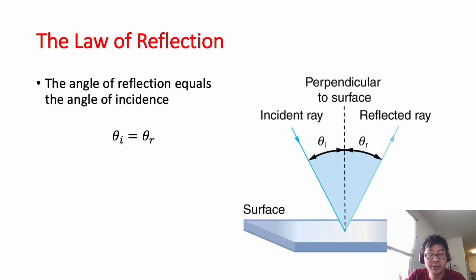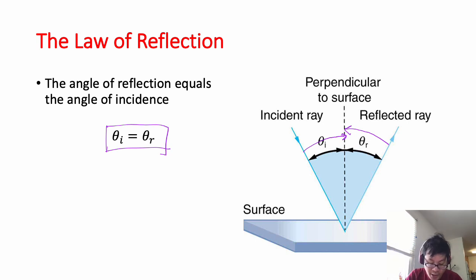The first law of geometric optics is the law of reflection. The law of reflection states that the angle of reflection equals the angle of incidence. In mathematical notation, theta I, for incident, equals theta R, for reflection. It means the incident angle and the reflected angle are each defined from the ray to the perpendicular line to the surface, similar for the reflected one, right?